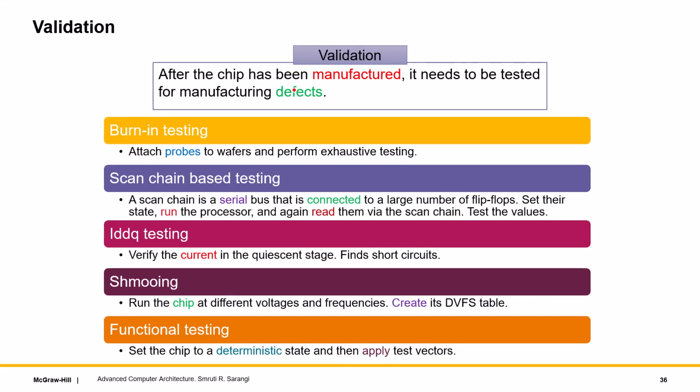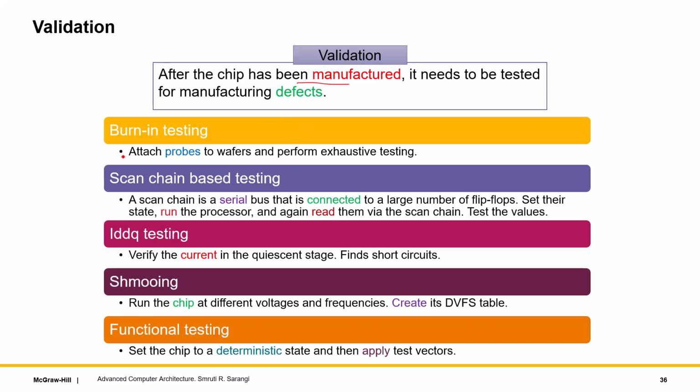Validation, on the other hand, is something where if the chip has been manufactured, then I'm testing it for manufacturing defects. Verification is at the design time. When I'm designing something, let's say the schematic, that is when I rigorously verify. But validation is post manufacturing, where I see if what I have built is actually correctly built or not.